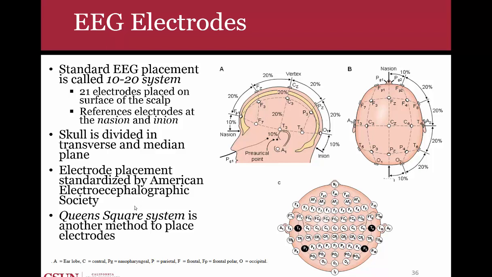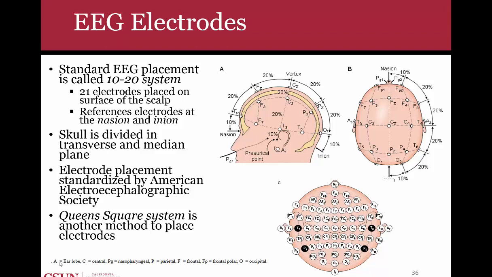These placements are standardized by the American Electroencephalographic Society. So you have to place these electrodes relatively equidistant from each other. And then there's additional placement of electrodes, like one, for instance, called the Queen Square system. That's just another place to put electrodes. So these are just standard electrode placements. You can then add on to these if you want to do bipolar or unipolar electrode measurements.